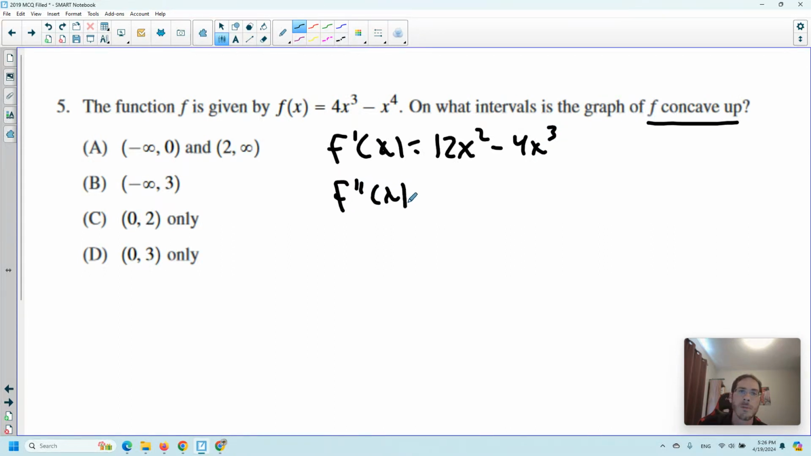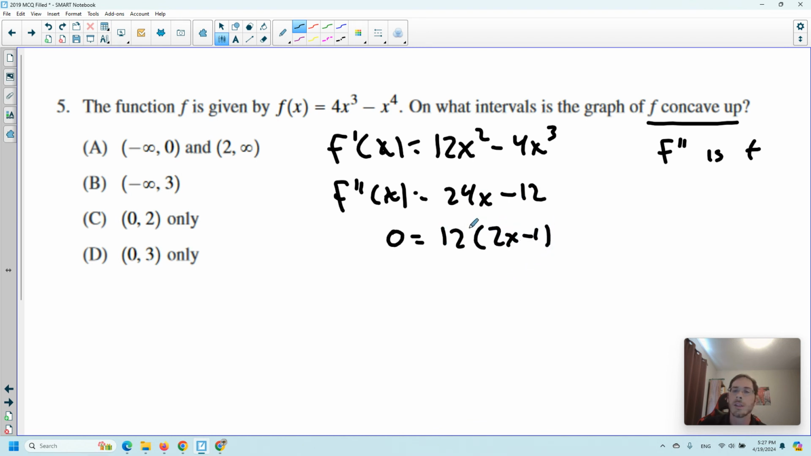Second derivative, we bring the 2 down, so we get 24x minus just 12. And concave up, we got to find where f double prime is positive. So now we got to find out where this is positive. Easiest thing to do is just set it equal to 0 and make the chart. That way we'll know which sections are positive, which sections are negative. I can take a GCF out of 12, so I'm going to do that, 2x minus 1. I don't really need anything with the 12 here, so 0 equals 2x minus 1. 1 equals 2x. Divide both sides by 2. So 1/2 is going to be our potential critical point.